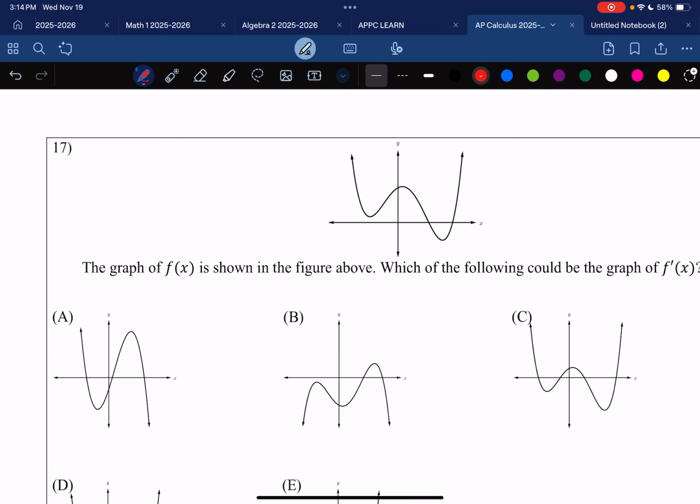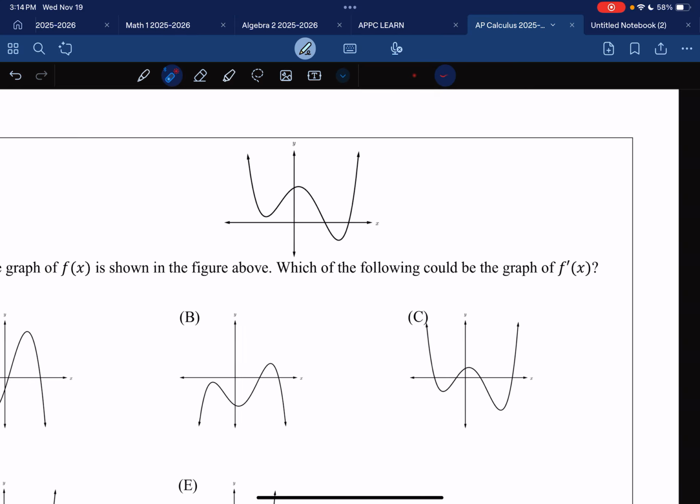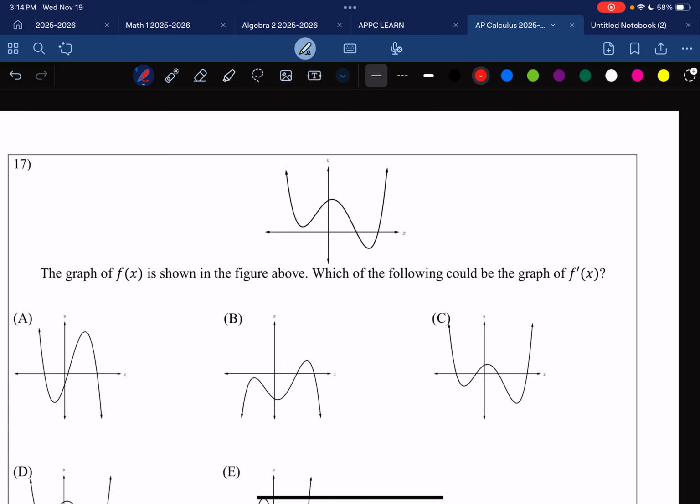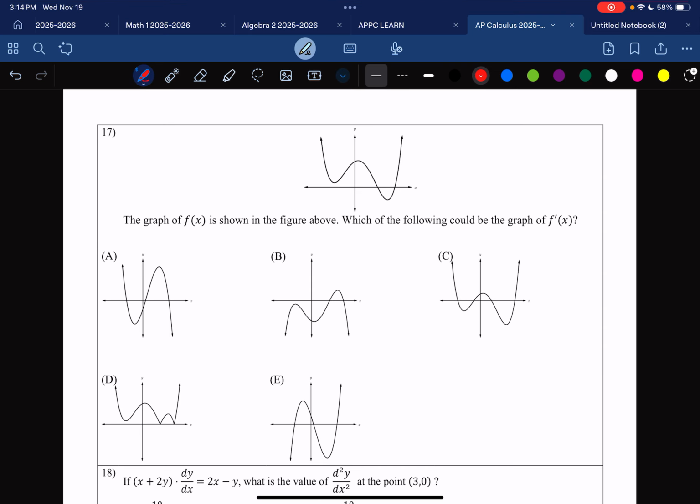Number 17, we're given a graph of f of x, meaning it's just like y. And then I'm given multiple choices that are f prime. So I'm trying to identify f prime candidates on both of these. I think usually the way that I solve these is I start with the right-hand behavior, which is a little bit of a shortcut. The right-hand behavior, if you look at the right side of the graph, is it going up or is it going down?